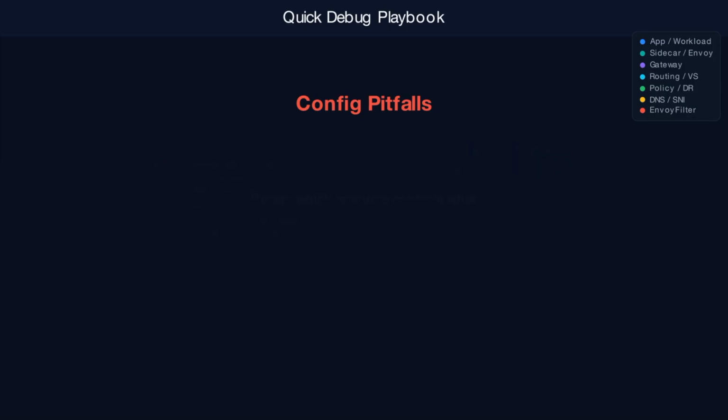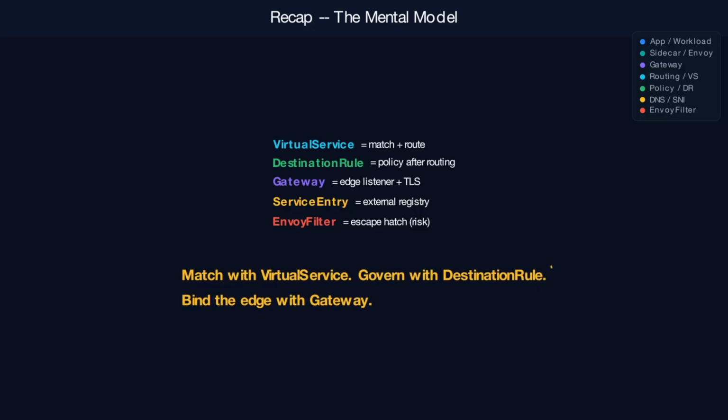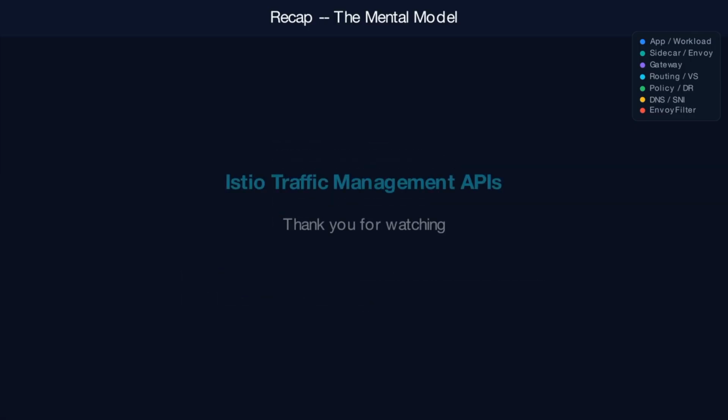Here is the mental model to keep forever. Virtual service equals match plus route. Destination rule equals policy after routing. Gateway equals edge listener plus host and TLS match. ServiceEntry equals putting external services into the registry. EnvoyFilter equals escape hatch, high risk. When config does nothing, check binding, host collisions, subsets, and protocol assumptions first.